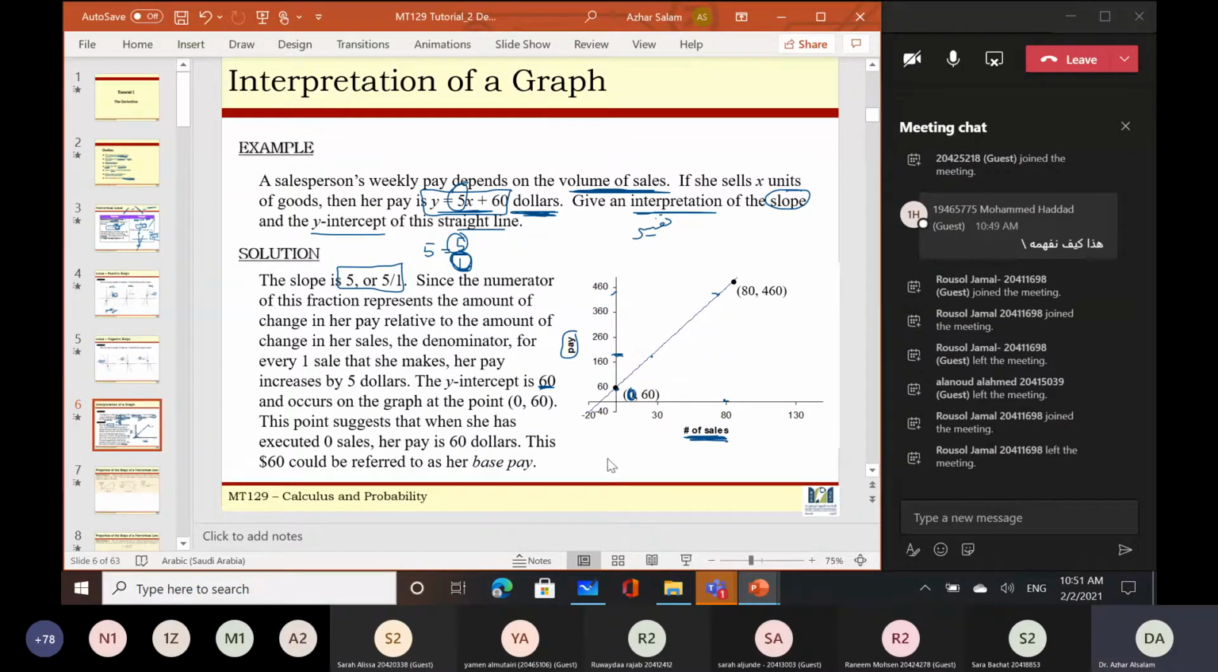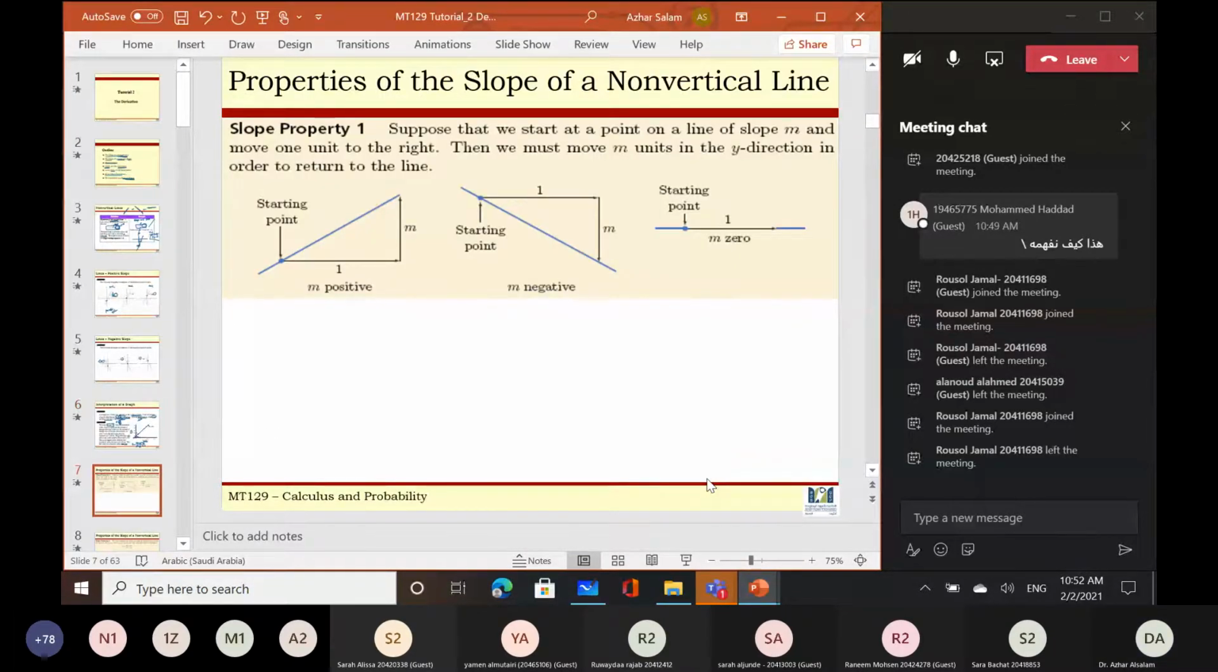Okay, to understand it more, 5 is the change in y divided by the change in x. Y here is the payment and x is the volume of sales. Now for the properties of the slope, we will use these properties to find another definition, including the derivative. راح نستخدم هذه الخصائص لإيجاد تعريفات ثانية للسلوب، تطبيقات أكثر على السلوب ومن ضمنها المشتقات.